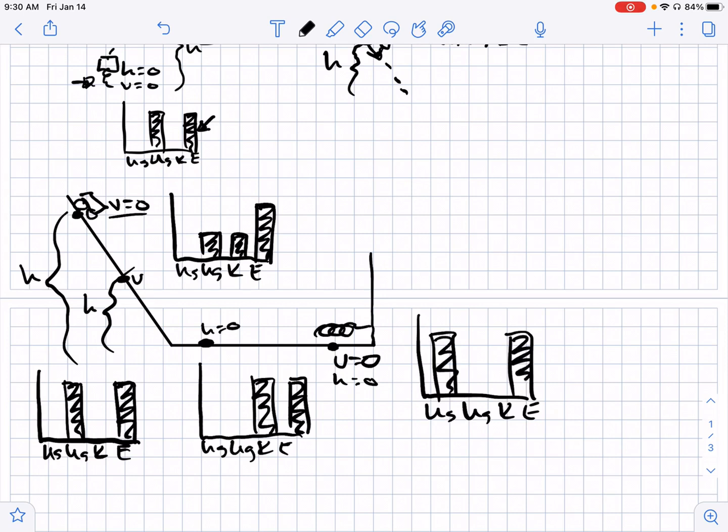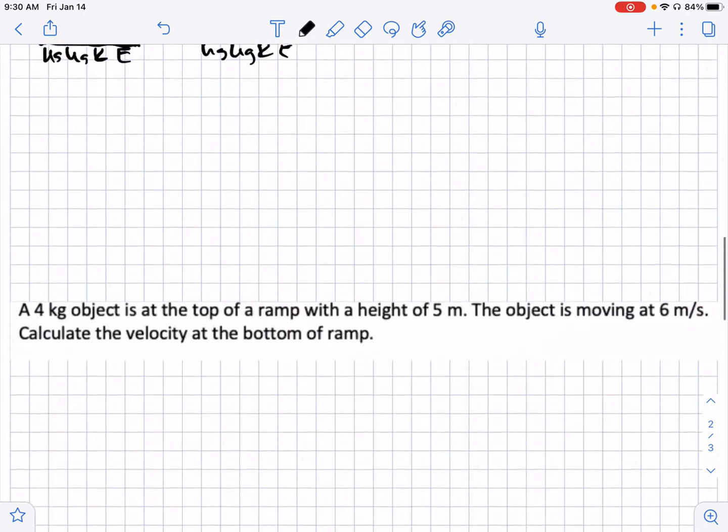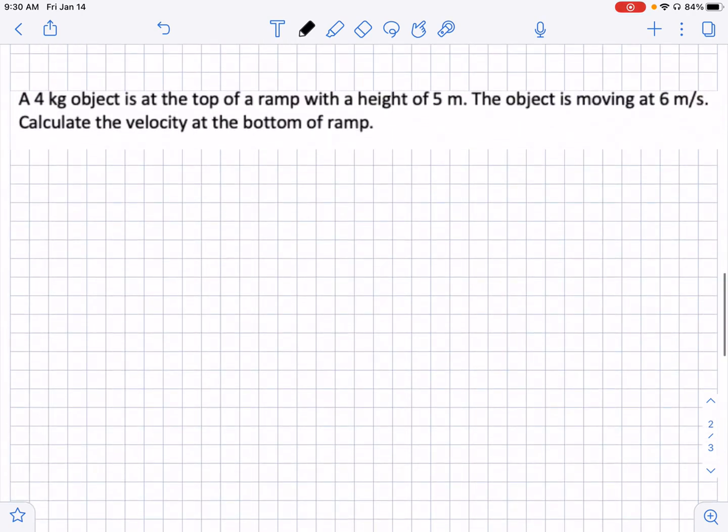So again, these charts are good to show what types of energy you have in different locations. Now let's put this to a practice problem and see how we could use this to solve it. We're going to solve this two different ways. I'm going to show you two different ways that you could do this.